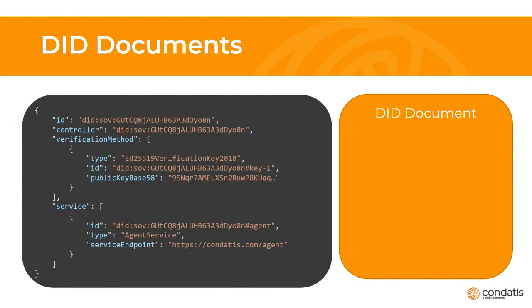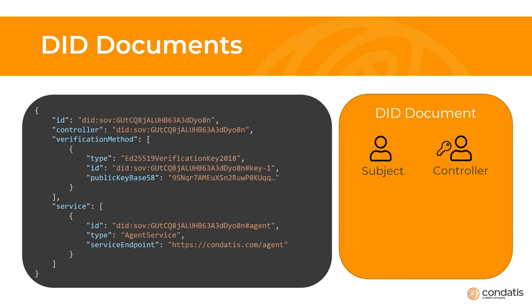A DID document is a collection of properties that describes the subject and verifies the controller. So let's go through an example of a DID document. The DID subject is identified in the ID property. A DID document must always have a specific subject, and it must follow the DID syntax that we saw on the previous slide. The controller specifies the entity or entities that control the DID document.